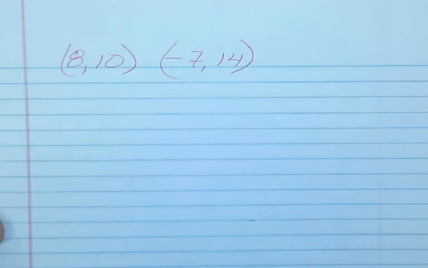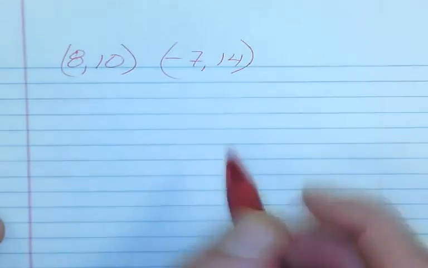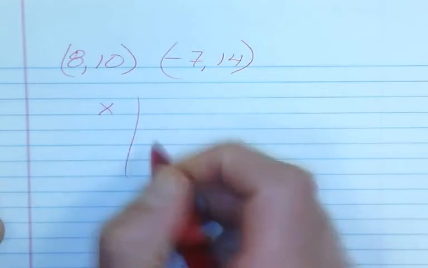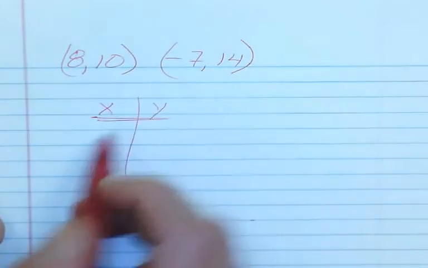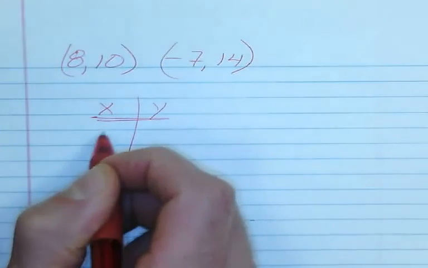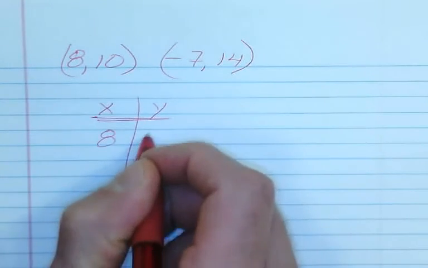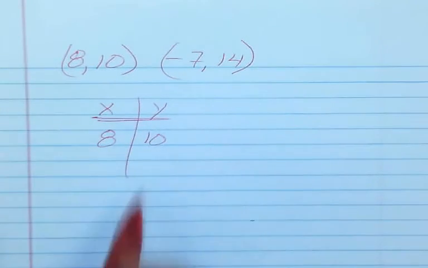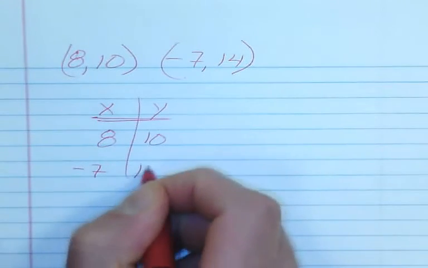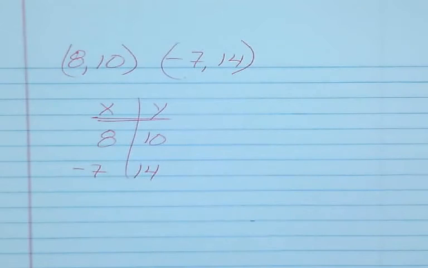Now, one of the strategies, and the preferred strategy that you guys have so far, is called the table strategy that I use. We create an x and y table. So we have our inputs and our outputs, and then we put the points in that table. The first point has an input of 8, an output of 10. Our second point has an input of -7, an output of 14. These numbers are a little tricky, but we can do it. Now we count our jumps.